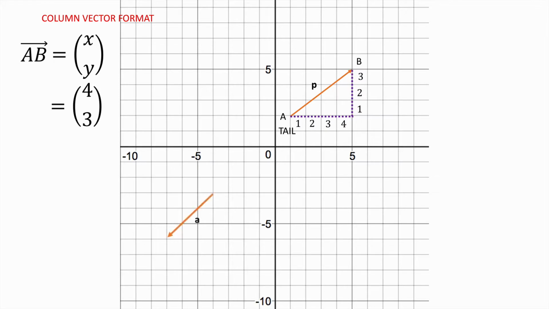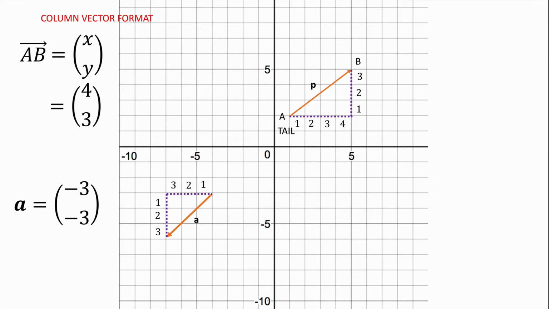Let's look at another example. Again, if we start at the tail and move 3 units to the left and then 3 units downwards, this vector A is (-3, -3). So when we move to the right, it is positive, and when we move to the left, it is negative, and when we move upwards, it is positive, and when we move downwards, it is negative.